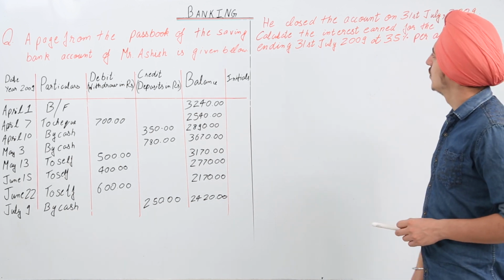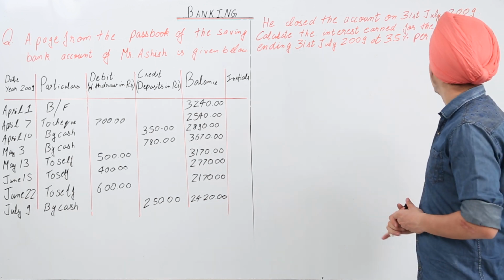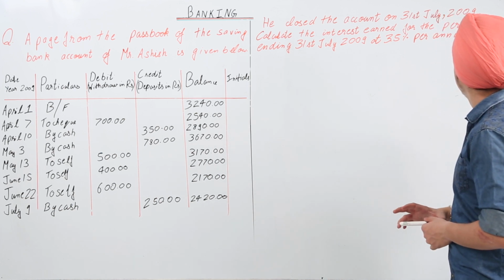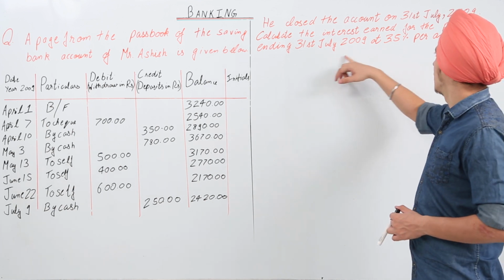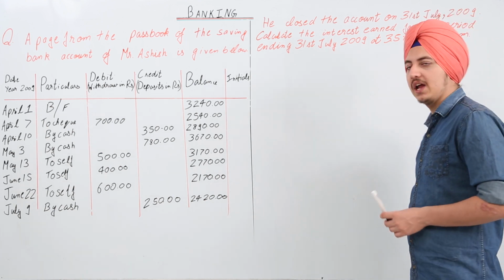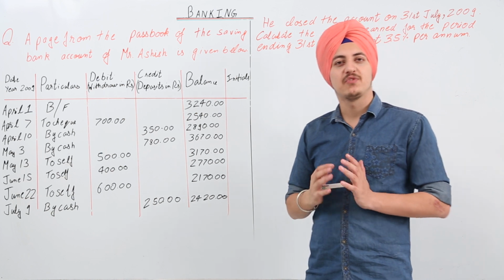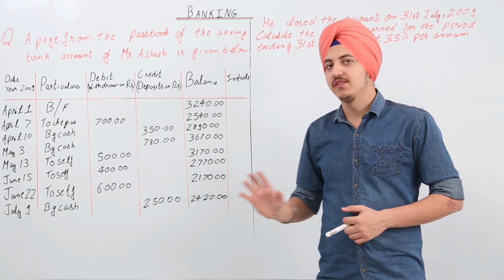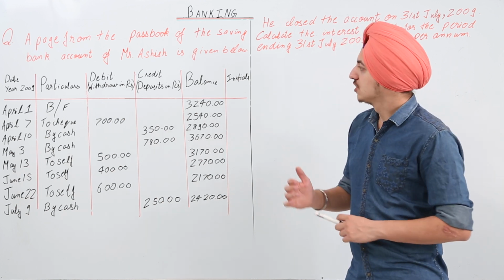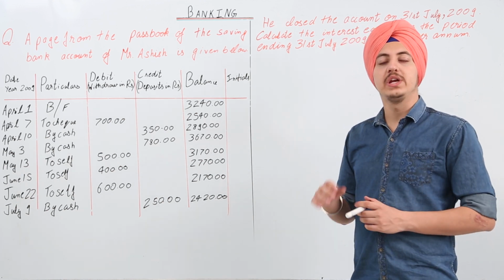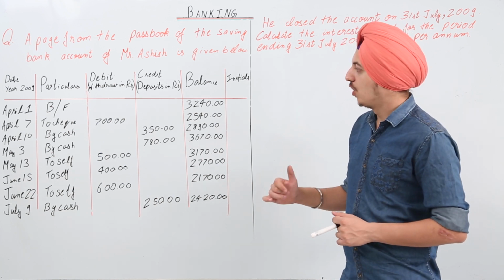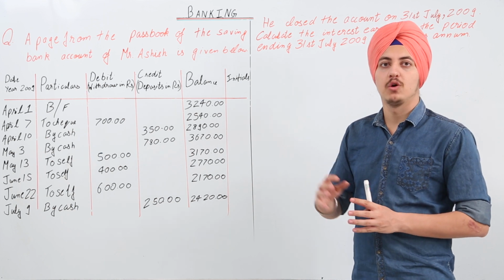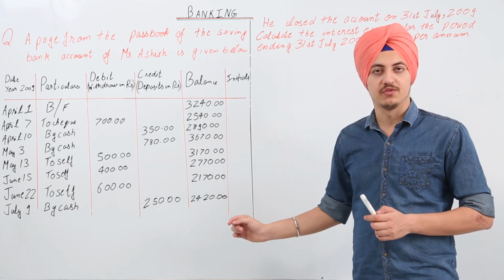So what we have to do is, he closed the account on 31st of July 2009. Calculate the interest earned for the period ending 31st July at 3.5% per annum. So the interest is 3.5% per annum. So the interest per month will be 3.5 divided by 12. Am I right? So as you all know, we calculate interest for 1 month on the minimum balance from the 10th of that month to the ending of that month.